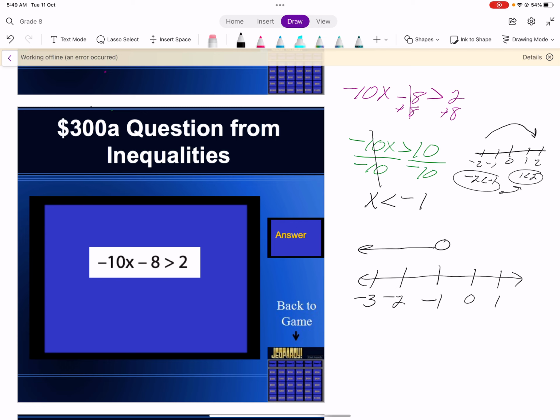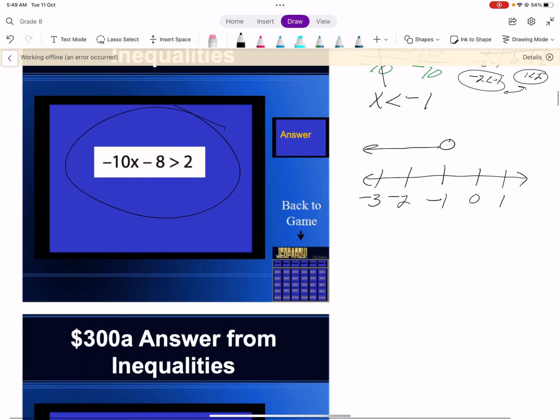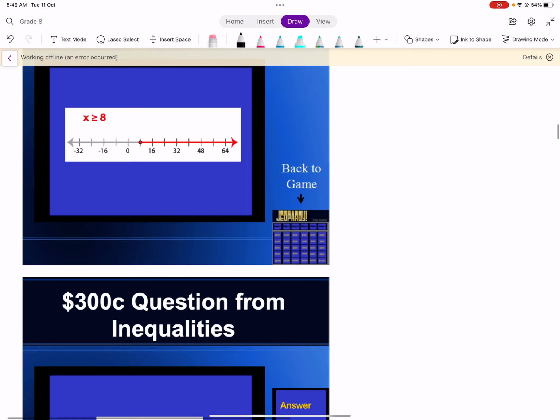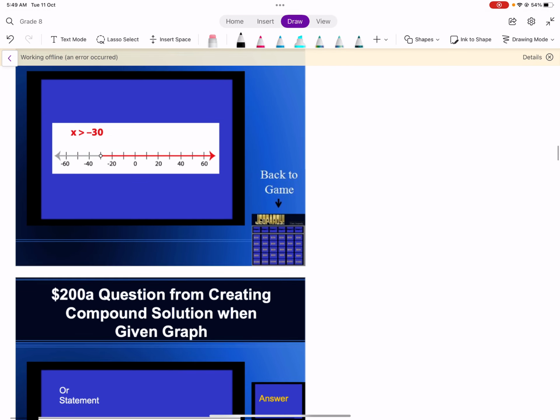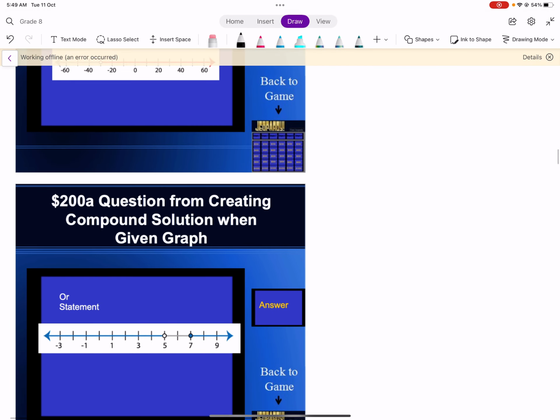On your test, you will need to draw your own number line when we are just solving these basic inequalities. I will give you the number line when we're doing our compound inequalities. All right, let's go ahead and move on to the next one. All right, so the next question is 200C.